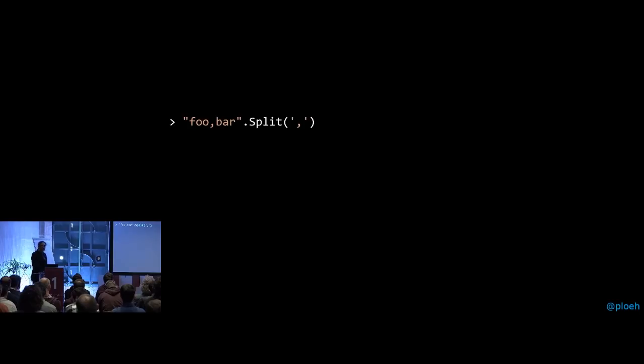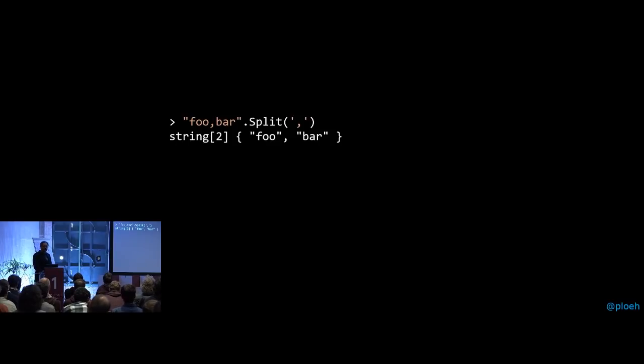So we'll go back to collections for a moment. Here's a string, "foo,bar", but it's just one string. There's an instance method on string called split, and that enables you to split on a character. In this case, we're going to split on the comma, and the result is just an array of strings, foo and bar. That's fine, and you probably knew this already.